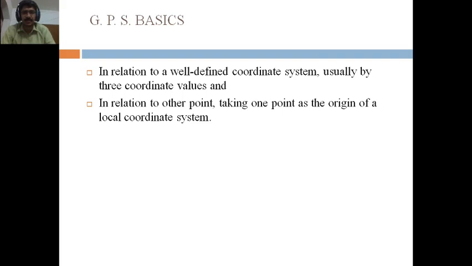GPS basics. It is related to a well-defined coordinate system, usually given by 3 coordinate values x, y, z, in relation to another point, taking one point as the origin of the local coordinate system. These are the basic things.